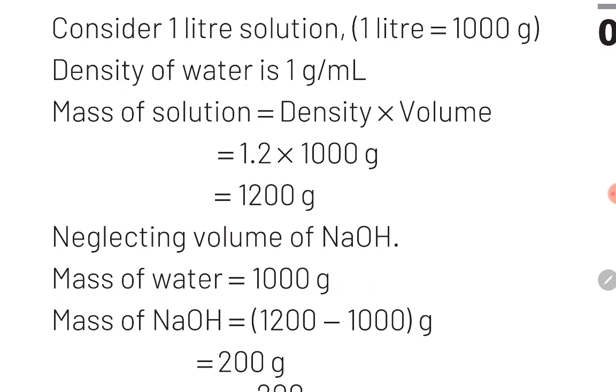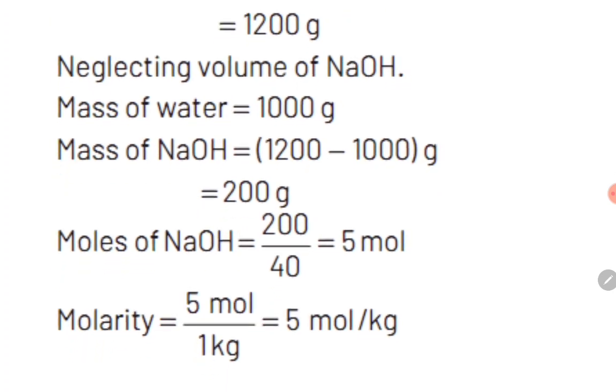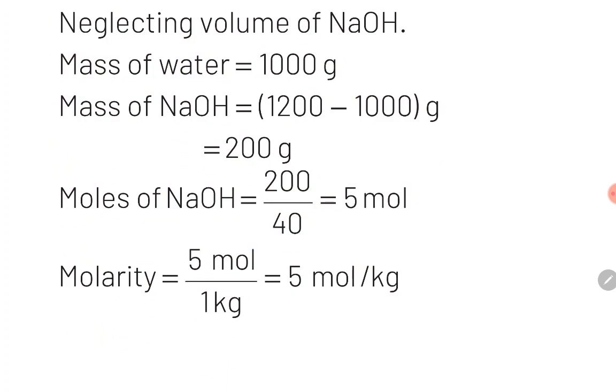But out of this 1200 grams, 1000 grams is of water, which is the solvent. So mass of solute will become equal to 1200 minus 1000, which is equal to 200 grams. Once we obtain mass of solute, we can easily calculate number of moles of solute by using the equation given mass of solute divided by molar mass of solute.